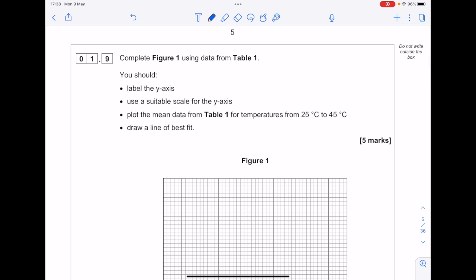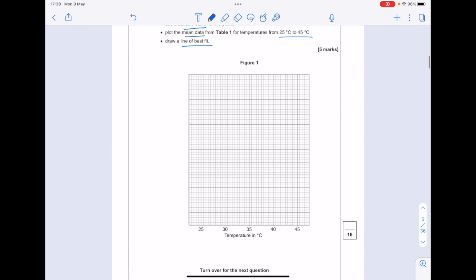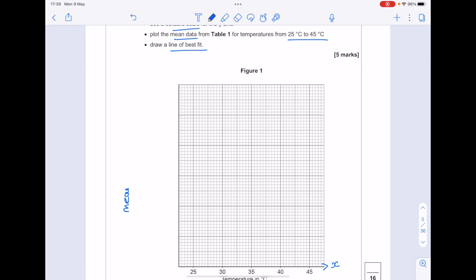Complete figure 1 using the data from table 1. You should include a label on the y-axis, a suitable scale. We're plotting the mean data from these temperatures and a line of best fit. So remember, luckily you've been given that the temperature is in degrees Celsius on the x-axis. So on the y-axis, it means you need to put mean volume of oxygen. Don't forget your units.